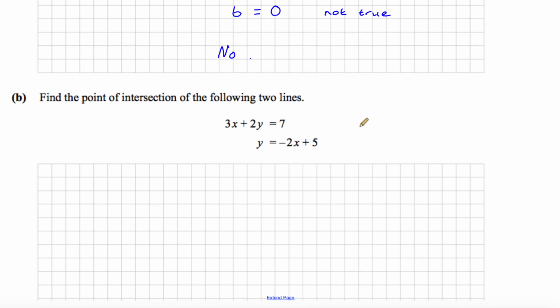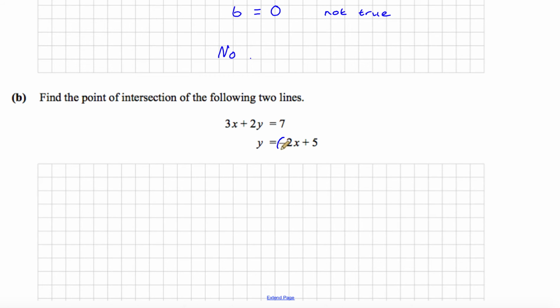Okay, part B. Find the point of intersection of the following two lines. Well, if you have two lines that are intersecting, and you want to find the point they intersect, you can graph the lines and see where they intersect on the xy axis, or you can solve them simultaneously. So that's what I'm going to do here. I'm going to solve this simultaneously. So I have two equations with two unknowns, x and y.